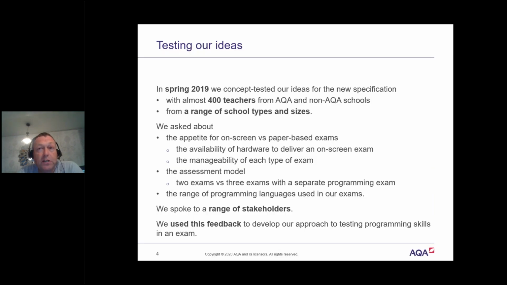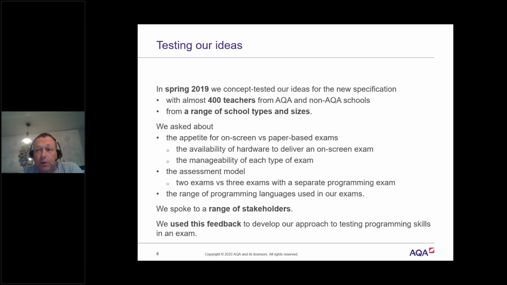So the way this all started off was largely after the issues we had with the non-exam assessment in the current GCSE Computer Science specifications. As you're probably aware, the NEA was originally worth 20%. Then there were some issues around adverse effects created by potential malpractice and so on and so forth. And we ended up with the NEA worth 0%, but it still has to be done. So when we started on the journey, in spring 2019, we concept tested our ideas with about 400 teachers.